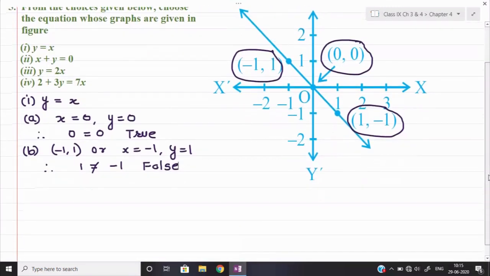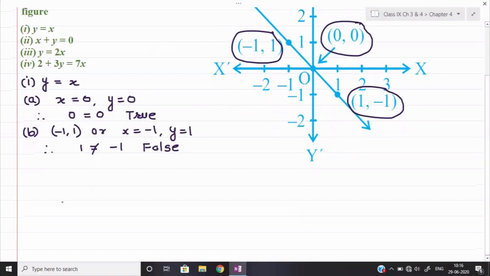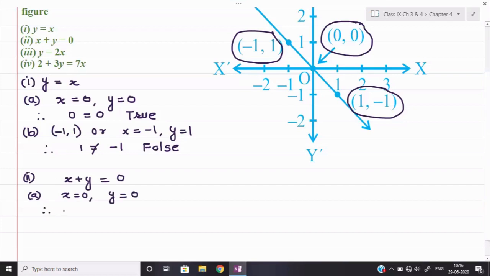Now we shall check the second part. What is the second part given to us? The second equation is given here as x plus y is equal to 0. For that, the first point I am taking is 0, 0, so the value of x is equal to 0 and the value of y is also equal to 0. Putting it in LHS and RHS, 0 plus 0 is equal to 0, which is true.